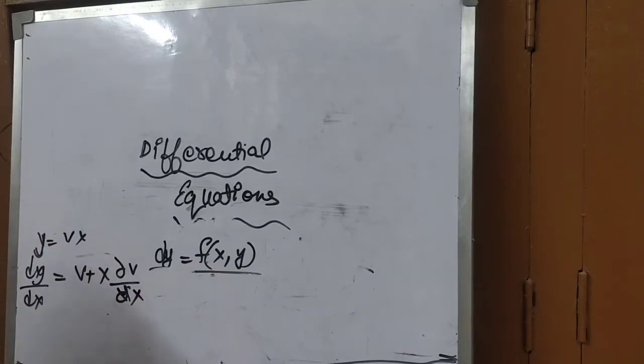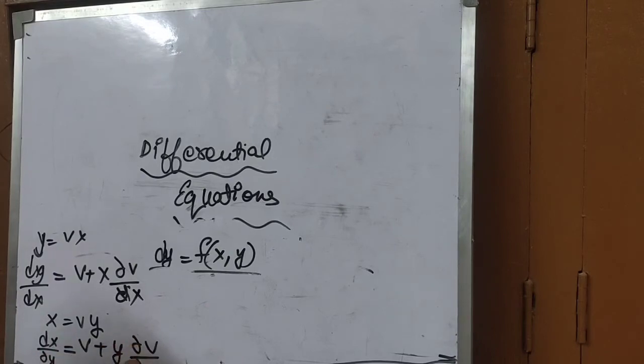Now you will take the other function, wherein you put x equal to vy, and then differentiate this with respect to y. So you will get dx by dy equal to v plus y dv by dy. Now you can see that your functions are actually identical in both cases, and you can solve your equation by separating the variables. So you are getting a similar type of equations, so these equations are homogeneous equations.